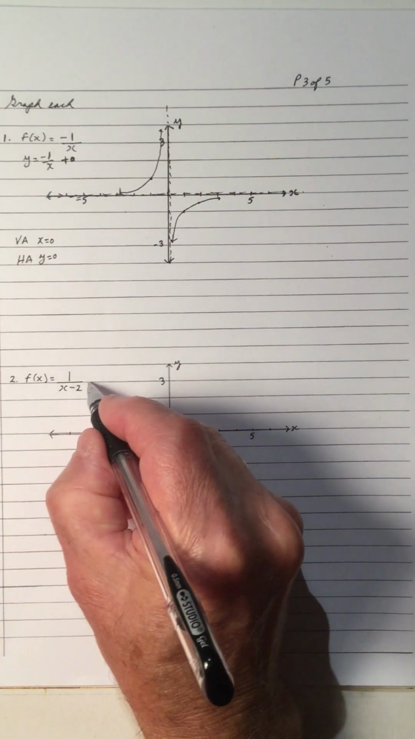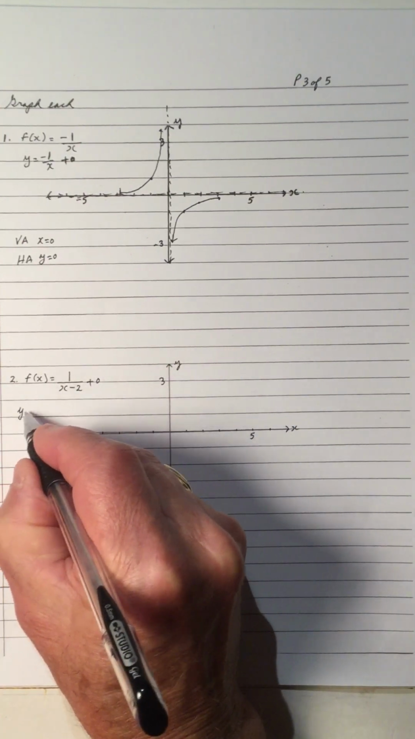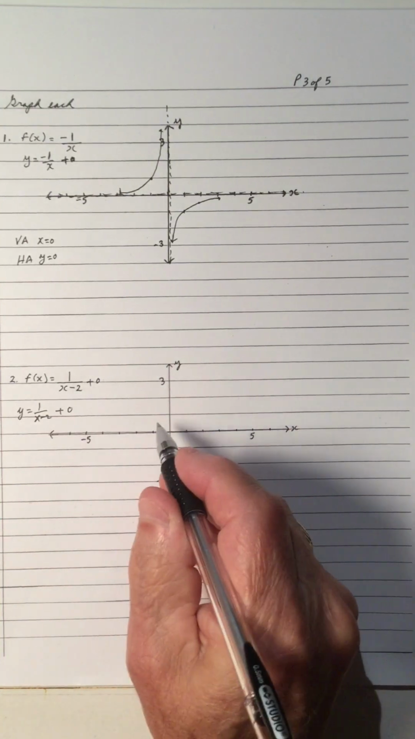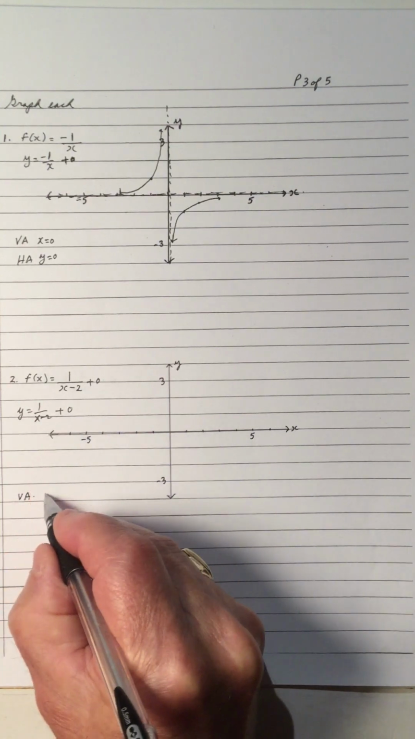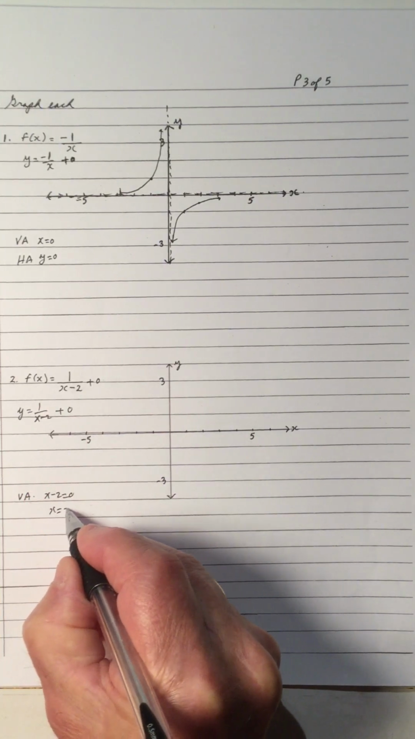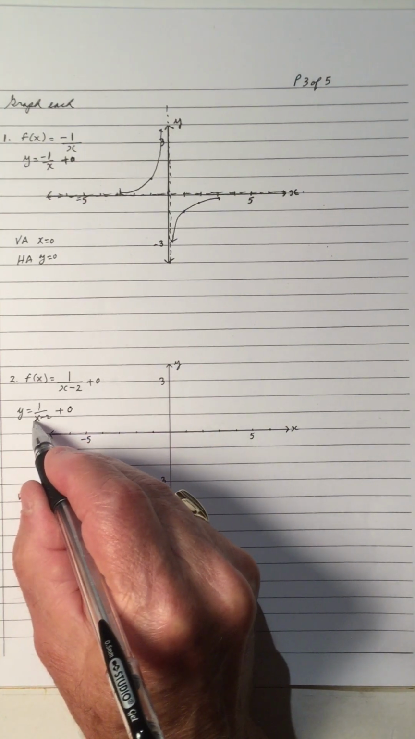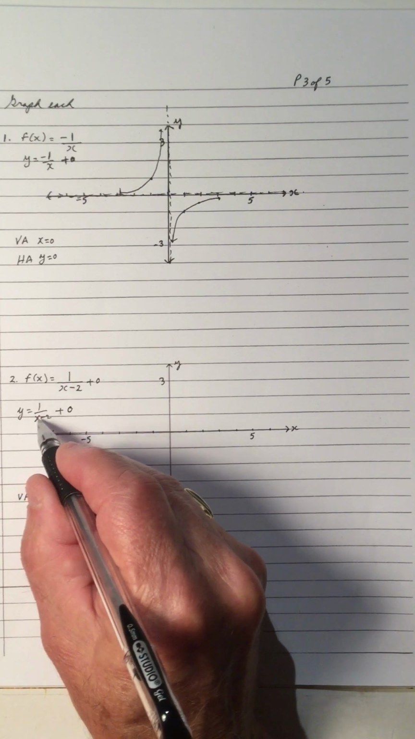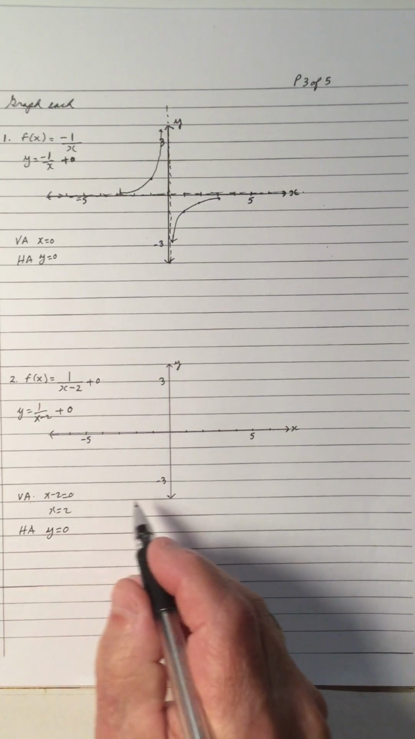Let's look at number 2. The equation is y equals 1 over x minus 2, plus 0. And let's look at the vertical asymptote. The vertical asymptote is when you let your denominator equal 0. So let x minus 2 equal 0. X is equal to 2. And again, because it's 1 over, as x gets larger and larger, this fraction gets smaller and smaller, approaching 0. So that means the horizontal asymptote is y equals 0.